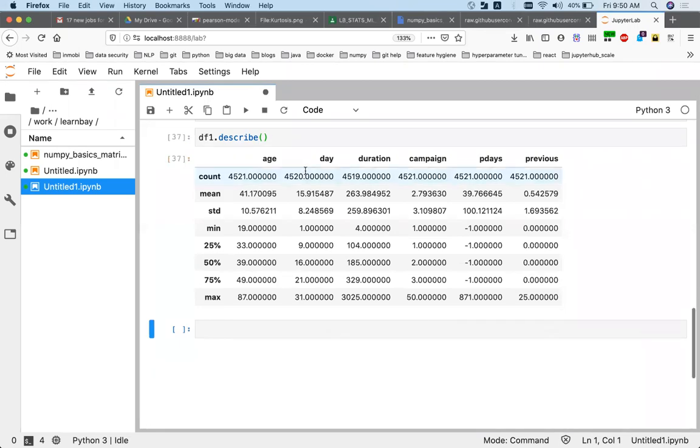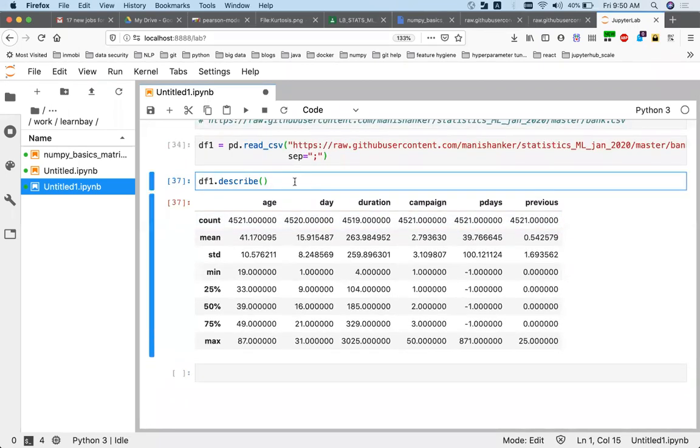Any questions, any doubt on these descriptive statistics? How do you load the dataset? What is the separator? Any question, any doubt? I hope everyone is able to run these two commands.